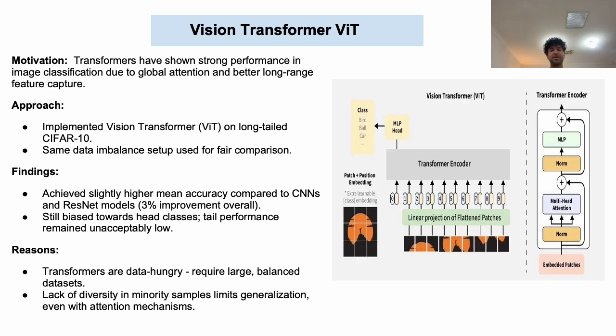and the numbers are still biased towards the head classes, with the tail classes performing quite poorly. Now the reason for this is that transformers are quite data hungry and they require large datasets, or if they're balanced, that's awesome, but if the tail class still has a lot of samples, the transformers would still perform decently well. That wasn't the case with us. And like I said, the lack of diversity in the minority samples doesn't help us too much.